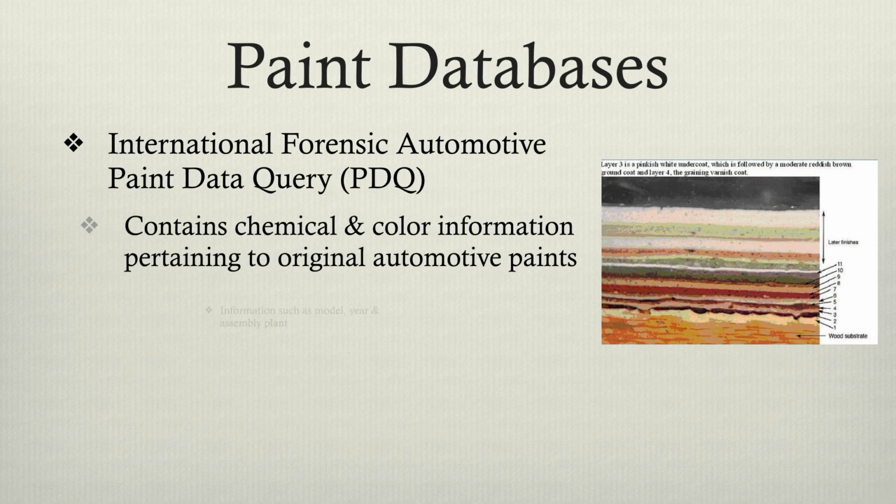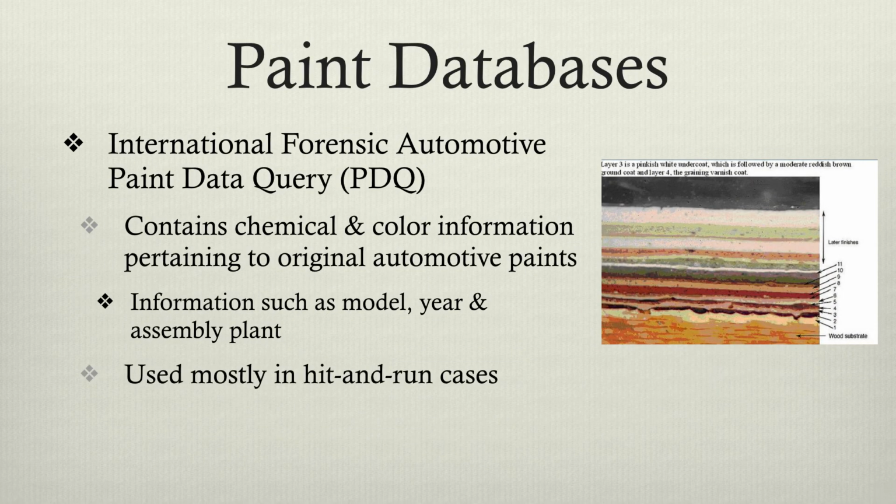In paint databases, we have the International Forensics Automotive Paint Data Query, or PDQ, and it contains chemical and color information pertaining to the original automotive paints, information such as model, year, and the assembly plant where the car was made, and this is used mostly in hit and runs.